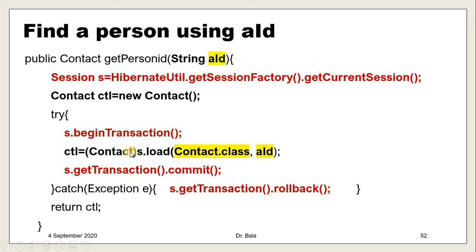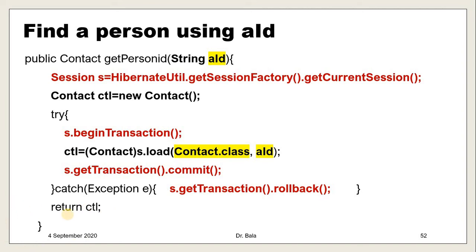Why do we have contact here? Because we are going to convert this object to the class object, which will be assigned to the class object for returning purposes. The get person ID is a method which returns a particular contact. It's not a list of contacts. Previously we had a list of contacts, now we have only one contact. For that reason we have created a contact class here. Through this contact class object we are going to return the value.